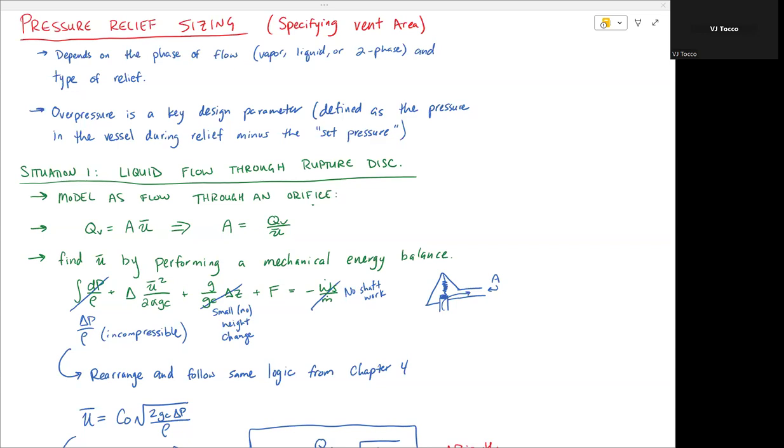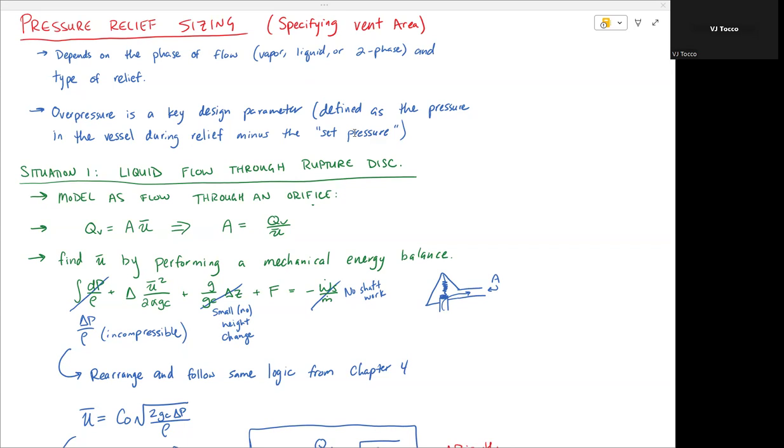The sizing of pressure reliefs is going to depend on the phase of flow and the type of relief, which we discussed in the last video. One of the key design parameters is the overpressure, and that is defined as the pressure inside the vessel during the relief minus the set pressure. The set pressure is, again, the designed pressure at which the relief device is set to open, and that would be manufacturer specified. So just as an example, if the rupture disc is set to rupture at 100 psi, but the pressure inside of a reactor during the relief is 150 psi, 150 minus 100 would be 50 psi would be the overpressure in that situation.